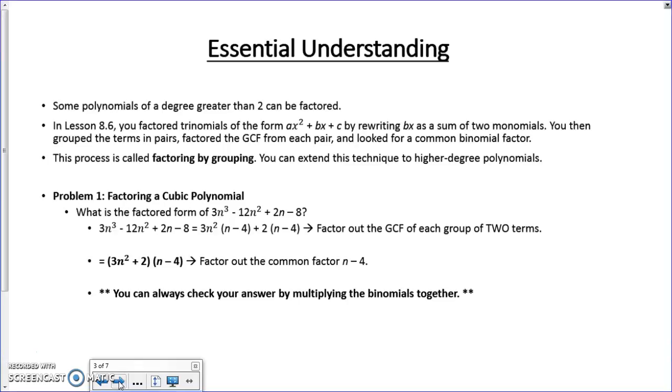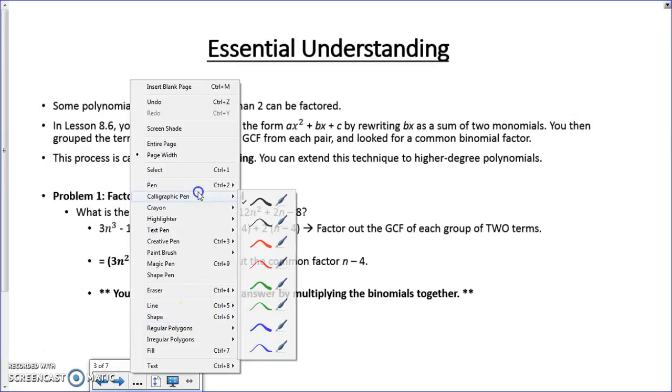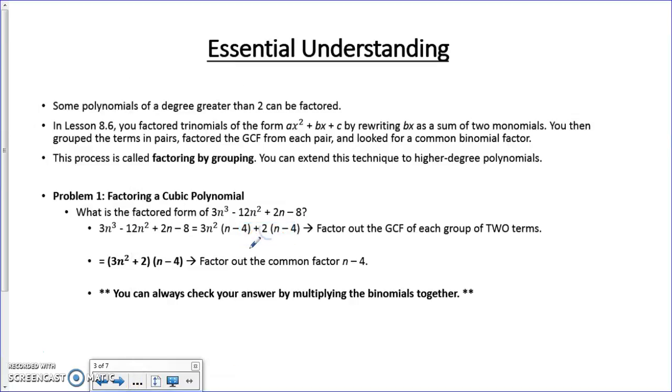Problem 1. Factoring a cubic polynomial. What is the factored form of 3n cubed minus 12n squared plus 2n minus 8? First thing you want to do here is factor out the GCF of each group of two terms. You see how there are four terms here. So I'm going to draw a line after the second term.